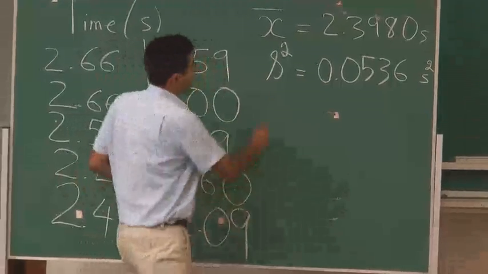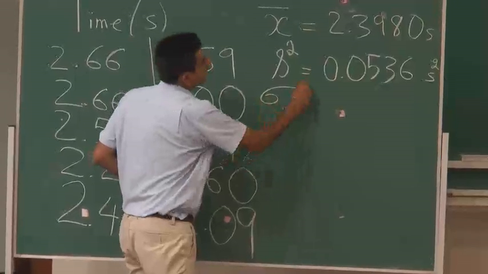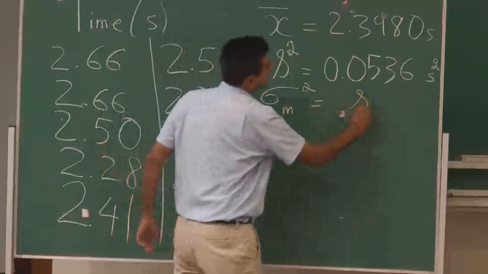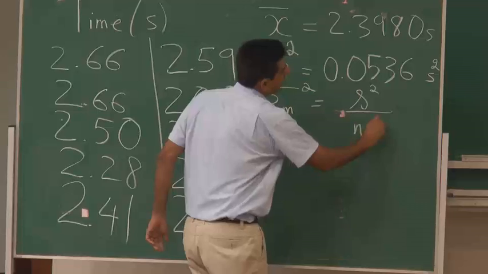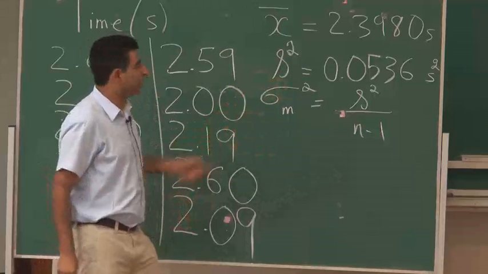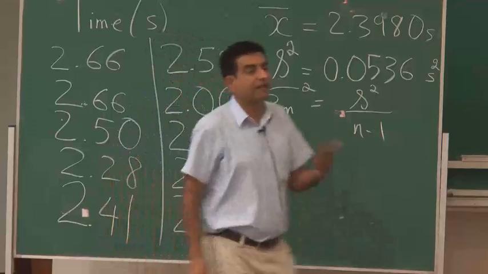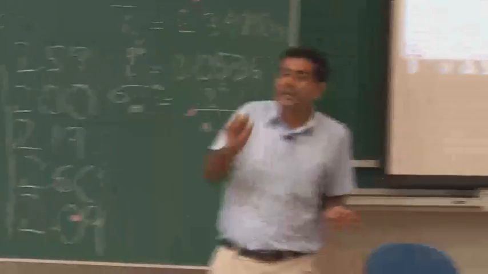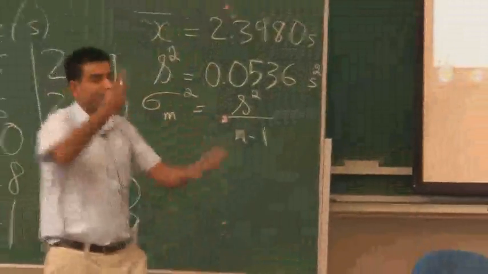So sigma m, the standard error in the mean squared, is given by s squared over n minus 1. And this is a formula, one of the three formulas that I wrote down. So I take this s squared and divide by 9. N minus 1 is 1 less than the total number of readings. So I take this answer and divide by 9. I get 0.0060 as sigma m squared. So I take the square root of this number to get sigma m.